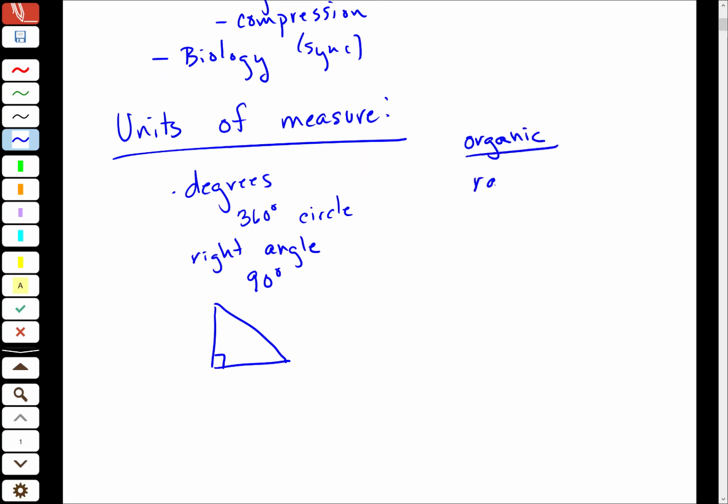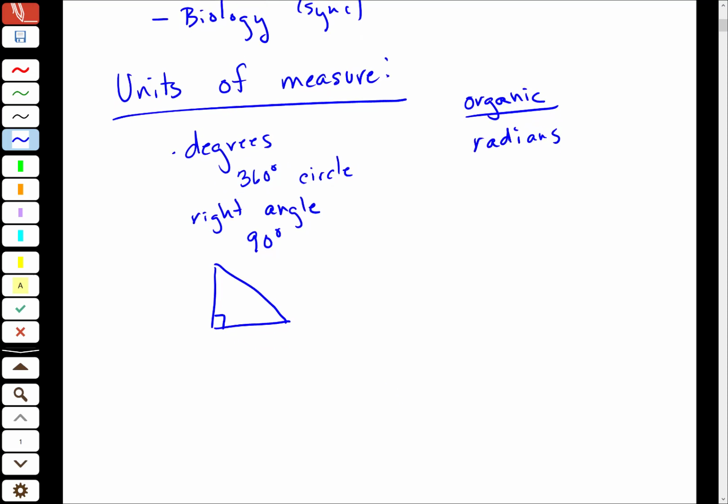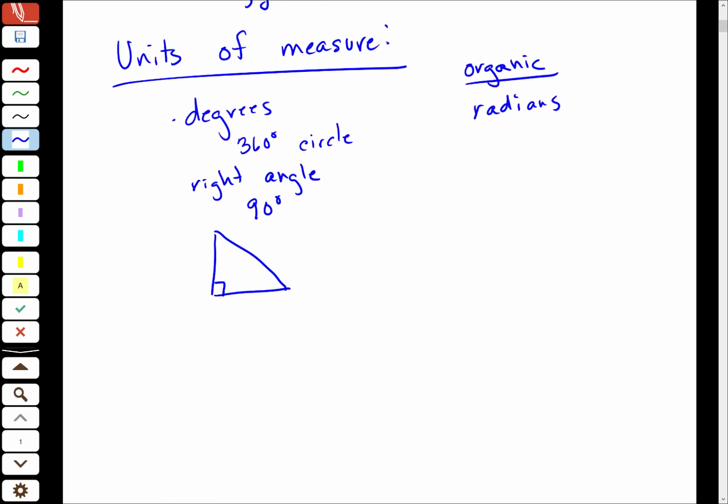Okay. So the more natural, organic measure of angles is called radians. We use them in right triangles, but it really originates out of a circle. So if I have this circle, and circles are defined by a center point, right? All the points on the circle are a fixed distance from the center, which is called the radius, right? That's R. R is the radius.